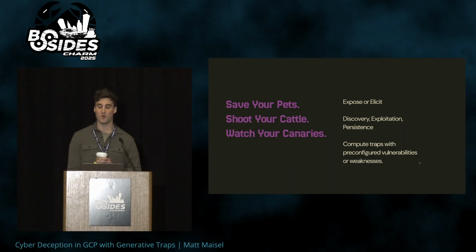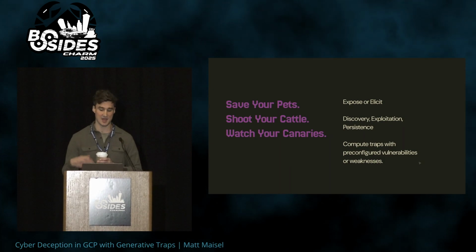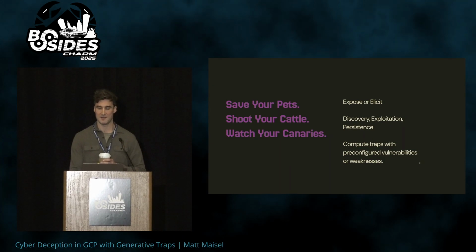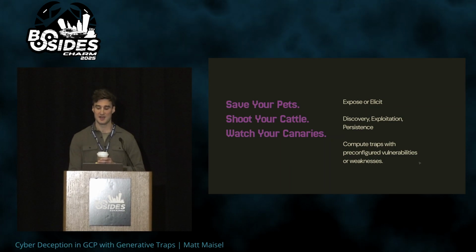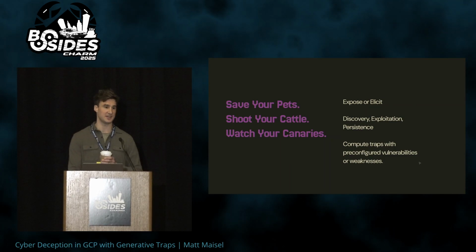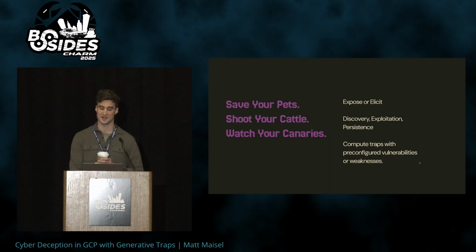And this is deploying decoy compute resources like VMs or Cloud Run or Cloud Functions that mimic real services with tempting but potentially contained vulnerabilities. And this is meant to help detect exploitation or persistence attempts by adversaries.